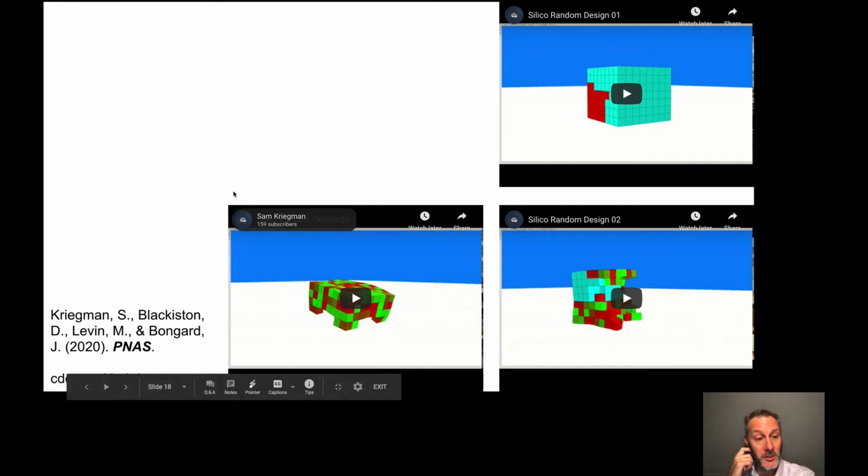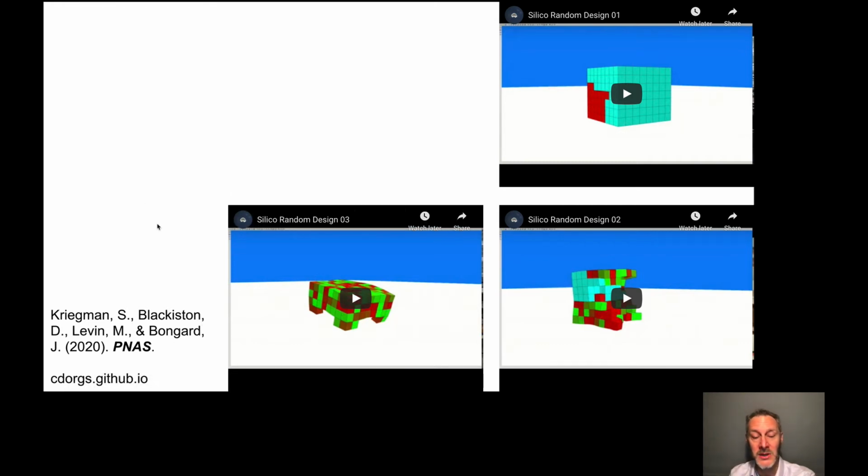We published this work back in January in PNAS. There's a whole website dedicated to computer-designed organisms. So if you're interested in this topic, there are many more videos and images. The paper itself you can find at the website. And there's also a pointer to the source code, so you can download it and play around with simulating and evolving your own simulated computer-designed organisms.